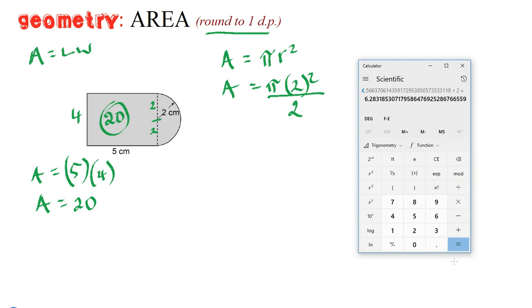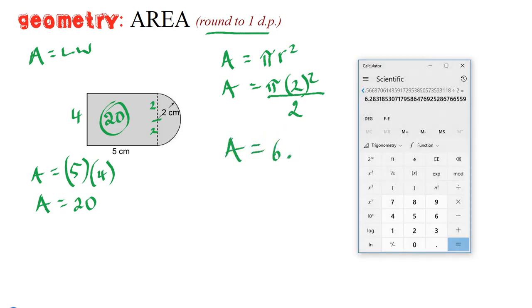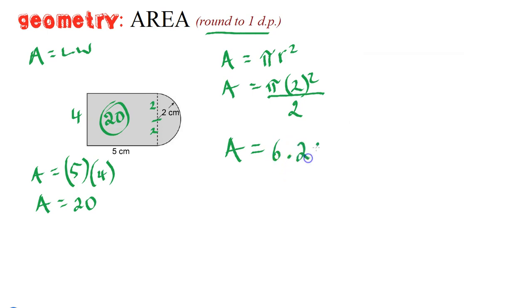I end up with 6.283. Round it to one decimal place. So the cutoff's here. So area equals 6.3 centimeters squared.